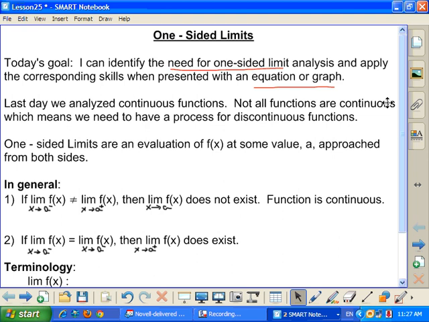So last day we talked about continuous functions, and we said that if the limit has a value, then it's a continuous function. You don't have to lift your pen. We also found that not all functions are continuous, which means that we need a process to further analyze these discontinuous functions. So one-sided limits are an evaluation process to look at f of x for some value a as we approach it from both sides.